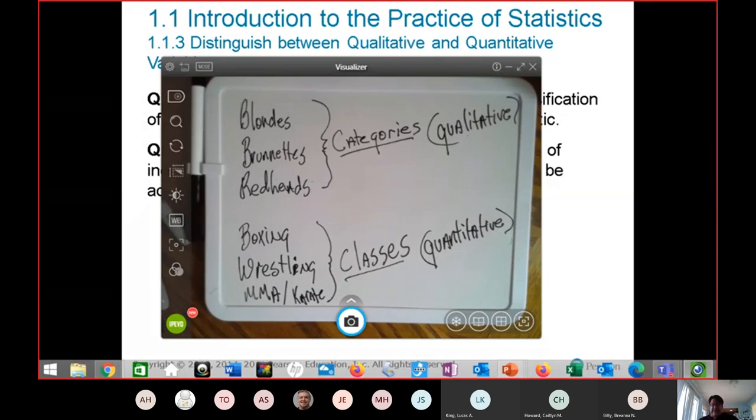Quantitative goes in classes, meaning numbers. Categories are qualitative, which means characteristics, or categorical, if you like to sound impressive.